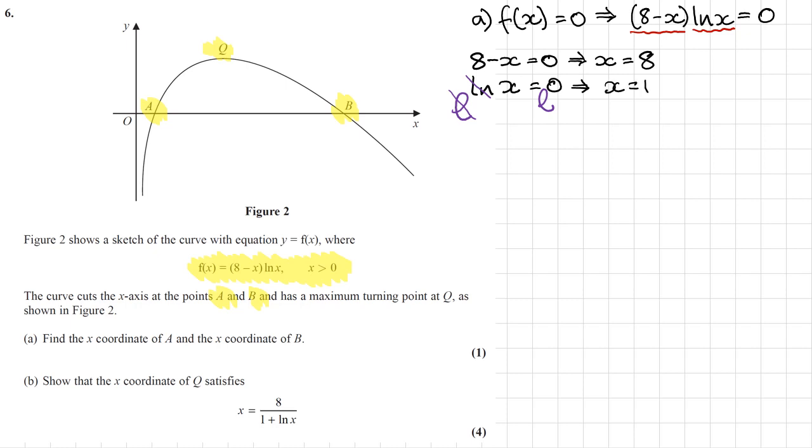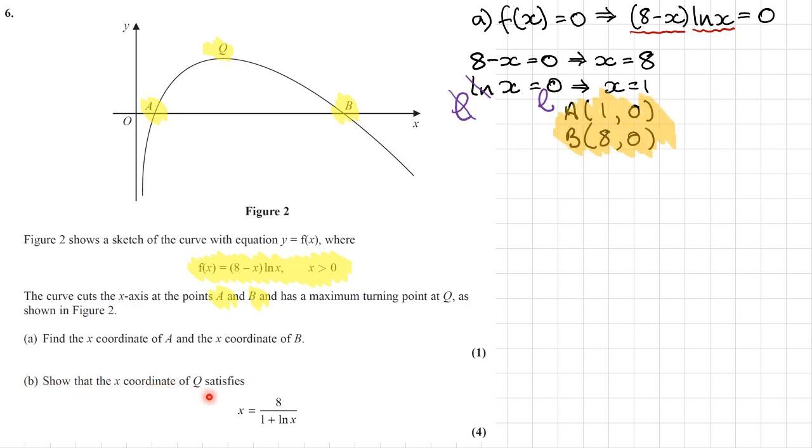Now we need to give the answers as coordinates, and we need to give them the right way around. A has to be the smaller of these two, so A has to have an x-coordinate of 1, so that's going to be 1, 0, and B has to be the one which is 8, is further across, 8, 0. Okay, moving on to part B.